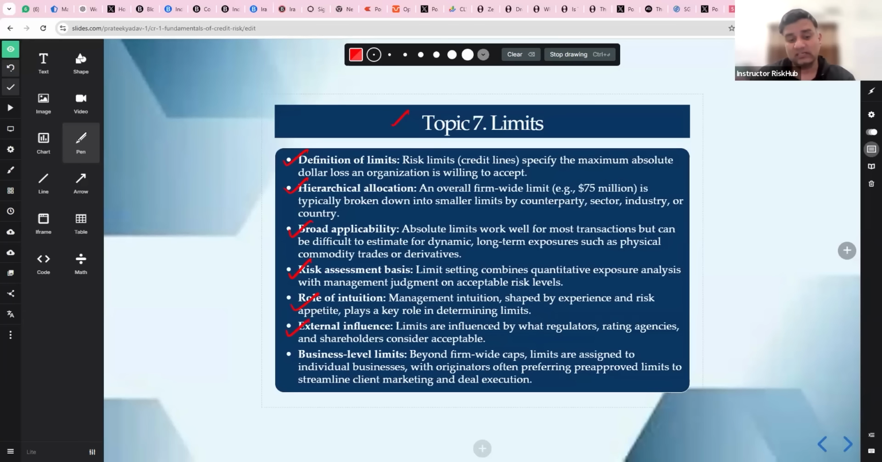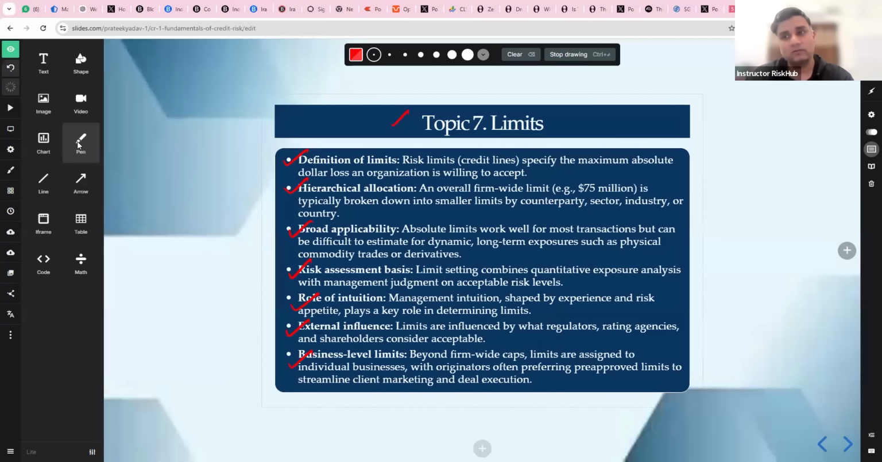Then you look at your external influence. Limits must satisfy your regulators, your rating agencies, your shareholders. Examples are large exposure limits under your Basel, your systemically important financial institutions, capital expectations. Then we have the business level limits beyond your firm-wide caps. Each business gets its sub-limit. This allows efficient client execution, pre-approved flexibility, but always within your overall cap, right?